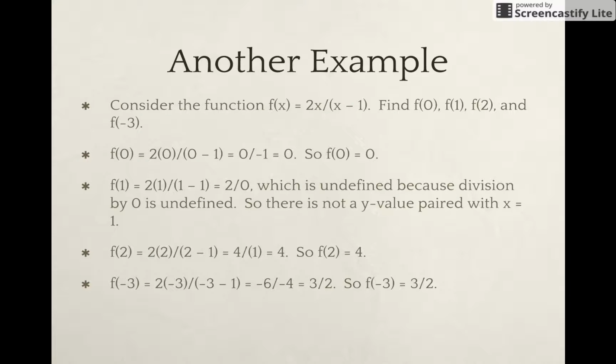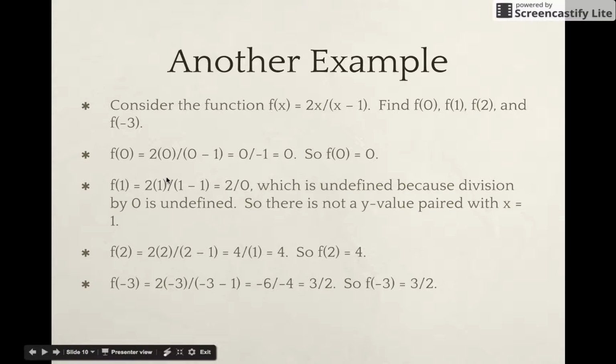Consider the function f of x equals 2x over x minus 1. We'll find the following function values: f of 0, f of 1, f of 2, and f of -3. To find f of 0, this function notation is telling us that x is 0, and so we'll plug in a 0 for x. When we do this, we get the value 0, so f of 0 is 0.